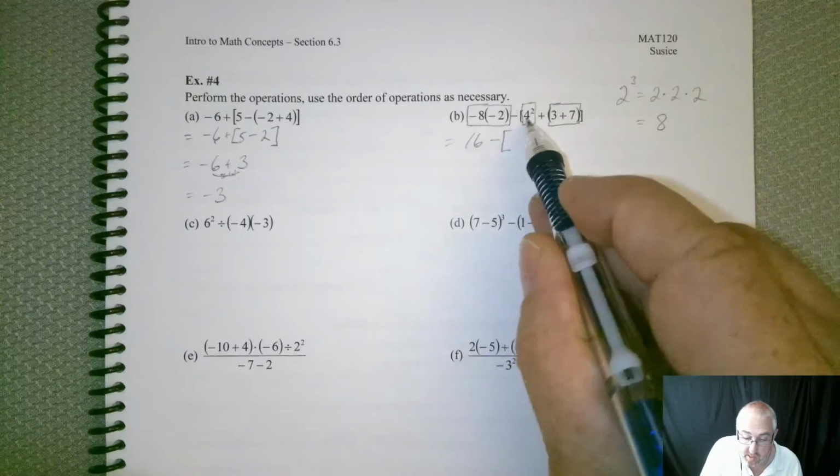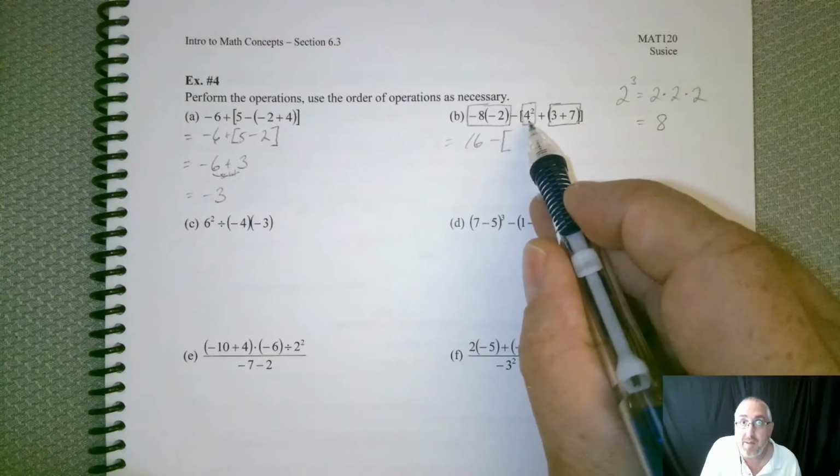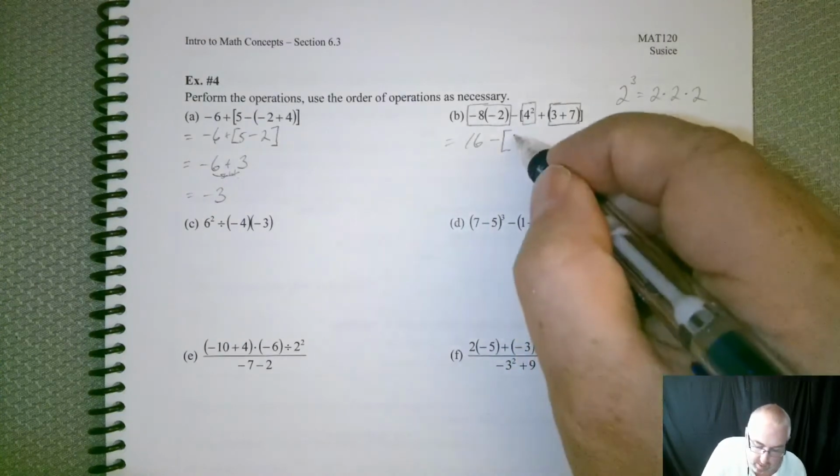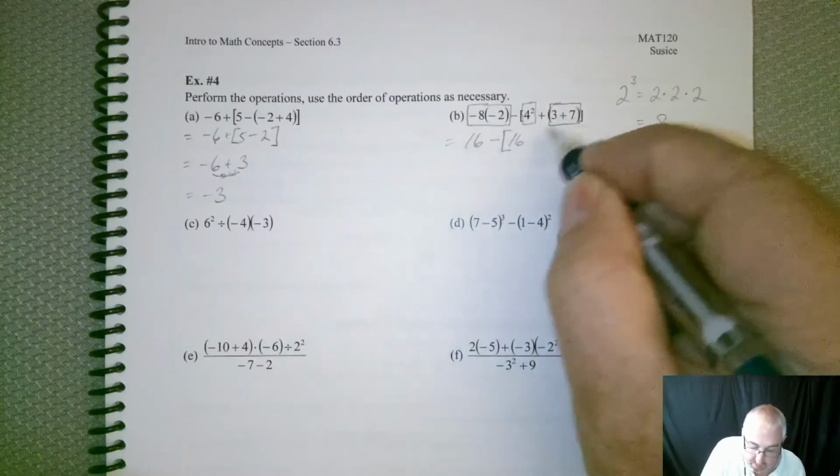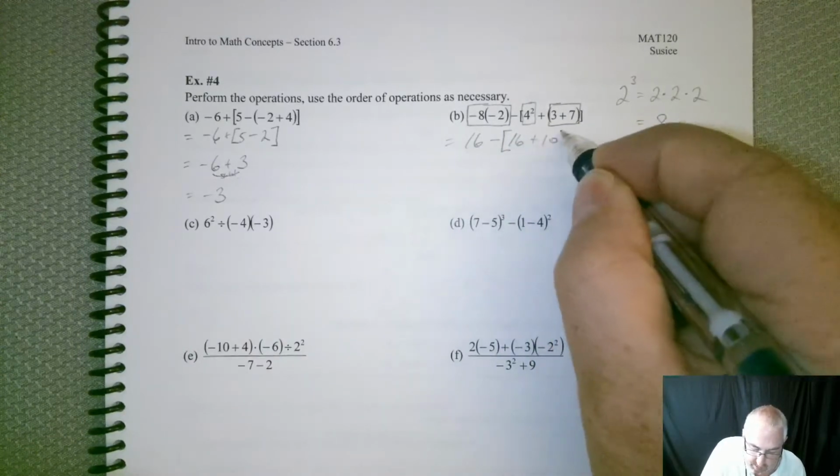So in this case, this wants you to multiply 4 times 4, which is 16. And then in these parentheses, we can do that quick because it adds up to 10.